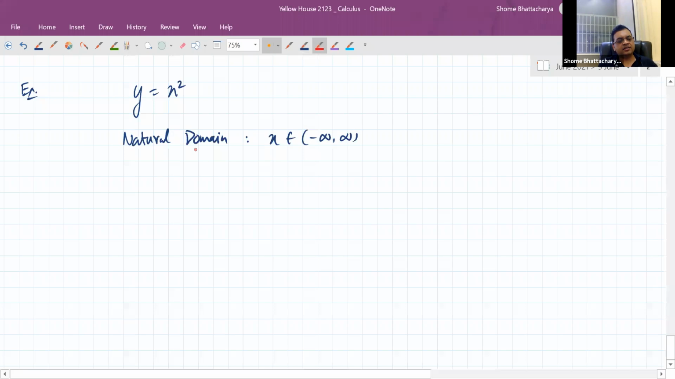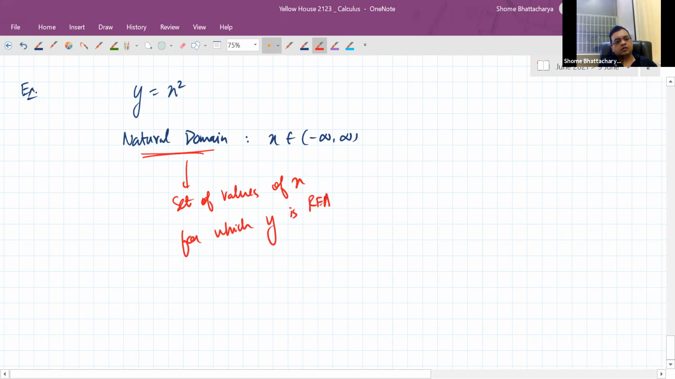Okay. Because what is the natural domain? It is basically the set of values of x for which y is real. Okay. So there is no number x which will give you a non-real value of y, or for which y cannot be defined. So the natural domain of this is this.